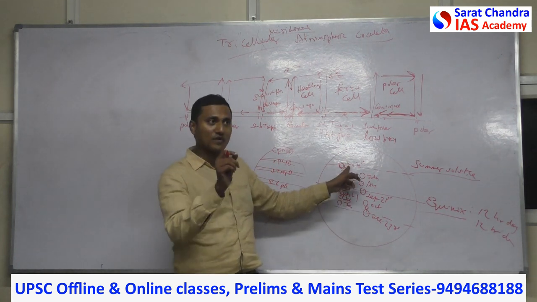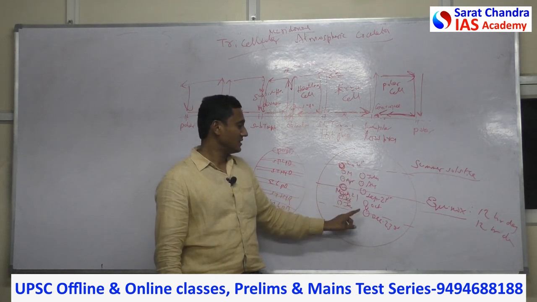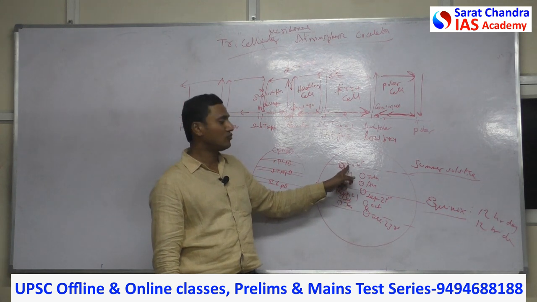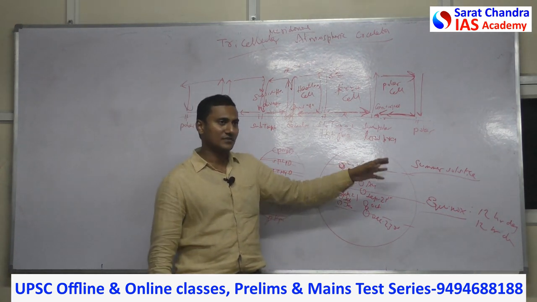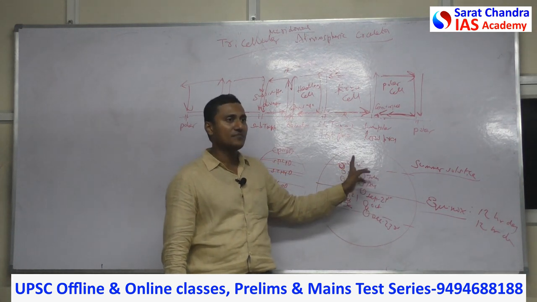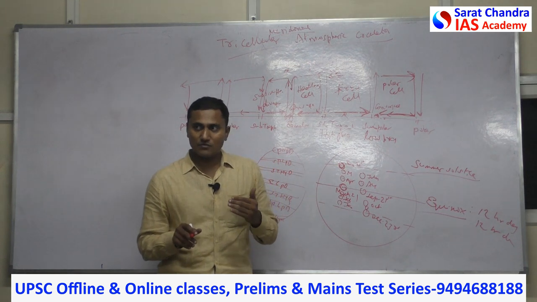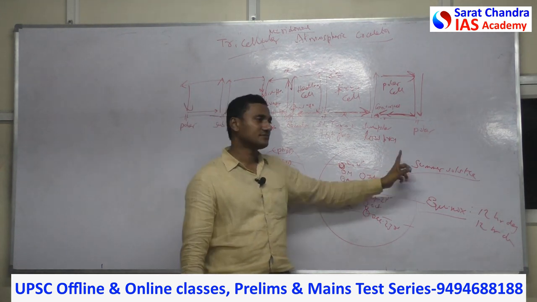The same June 21st is called the winter solstice by whom? People in Australia and New Zealand, they call June 21st the winter solstice. In the USA, India, UK, we call June 21st the summer solstice. So from now onwards, I will tell the class from the India point of view only. From the India point of view, June 21st is the summer solstice.